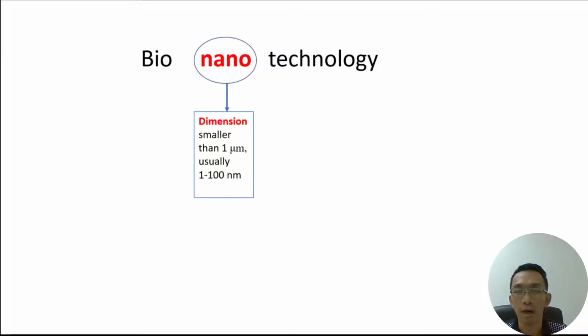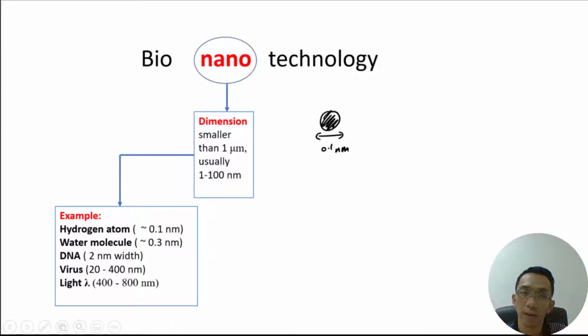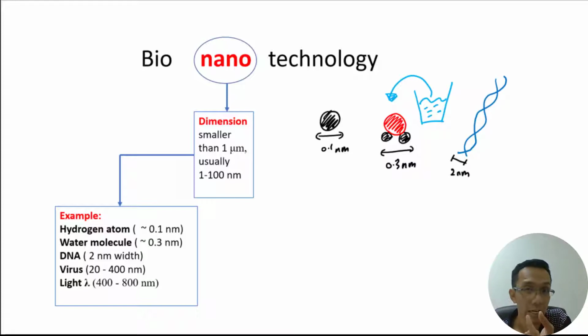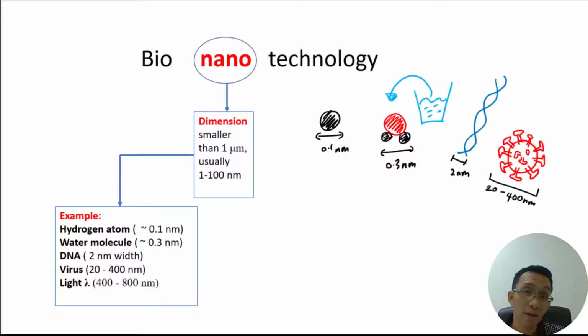The scale of nano is a billionth of a meter, and nanofield typically involves manipulation of material that has a scale between 1 to 100 nanometer, or maybe 200, 300 nanometer like that. A hydrogen atom has the size of 0.1 nanometer. A water molecule is around 0.3 nanometer. The width of a DNA double helix is around 2 nanometer. A virus is typically between 20 to 400 nanometer.